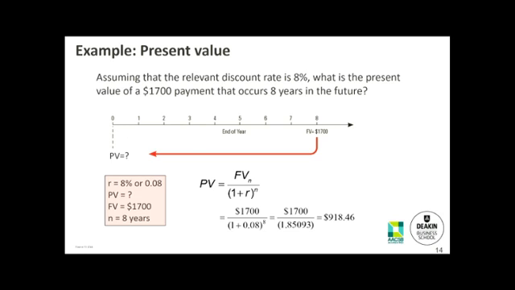Please note that sometimes in your question it may say, assuming that a relevant interest rate is 8%. If this is the case, they are the same. Interest rate, discount rate, they are the same in this context, okay? So we put the numbers into the equation. We have future value, 1,700. We have 1 plus 8% to the power of 8 years. Are you able to work out the present value? And that's how much $1,700 is worth at time zero. Up to this stage, any questions? Good.